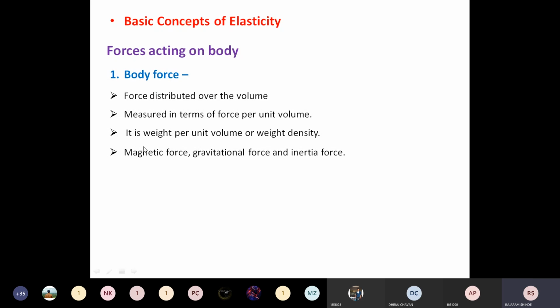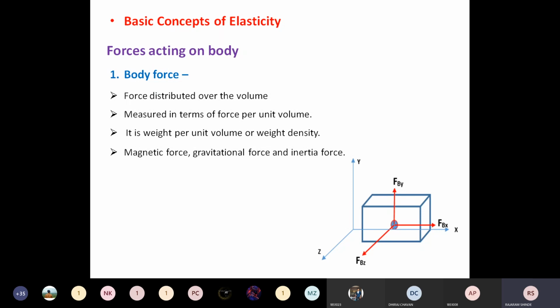Okay. Now, see here, this is magnetic force. Magnetic force is also distributed over the volume. Gravitational force is also distributed over the volume. Inertia force is also distributed over the volume. Okay. Now, when we consider the body, or when we consider the element, these are the body forces.